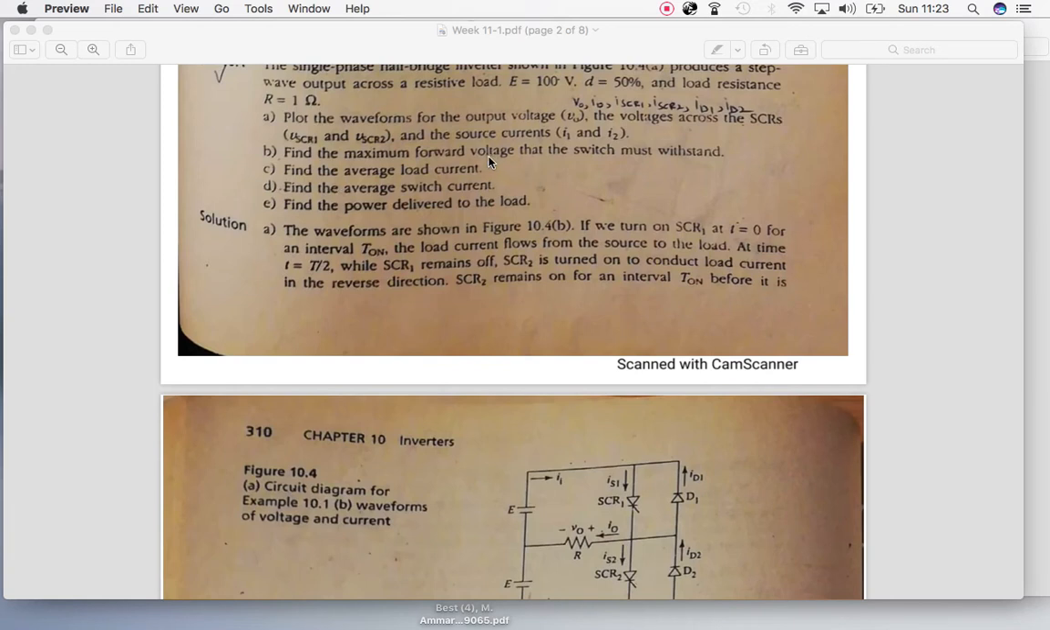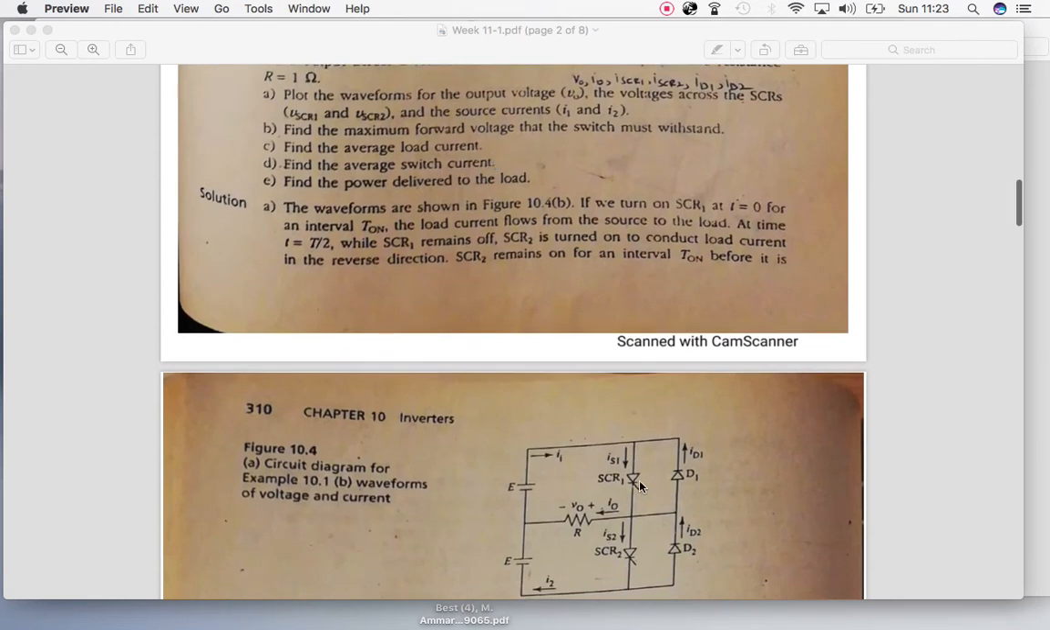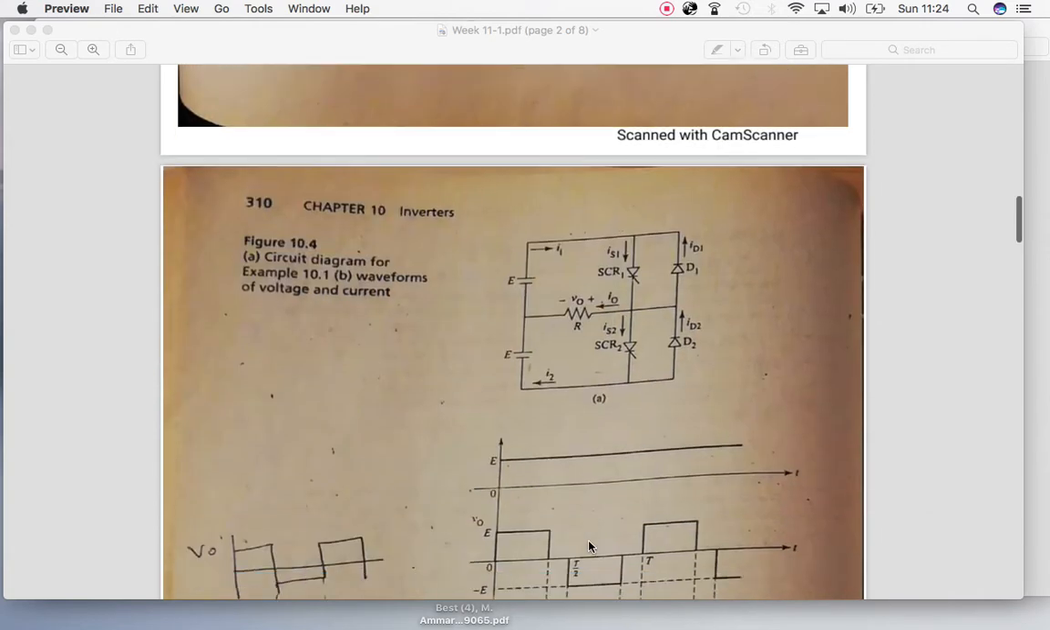Then we have to calculate the maximum forward voltage which is appearing on these switches, and afterwards we have to calculate the average load current, the average switch current and the power delivered to the load. The average load current is the current coming over here, the average switch current is the current coming in the switches, and the power delivered to the load is calculated by taking into consideration the output voltage and the output current, so we are able to calculate the power delivered on the load side.